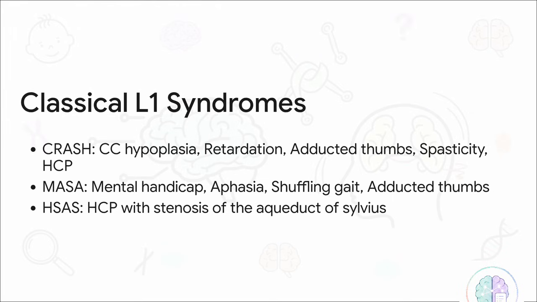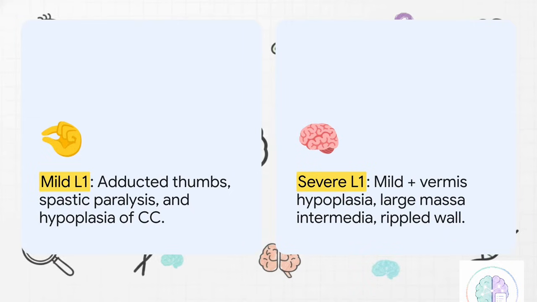during an infant exam. This whole spectrum feeds directly into clinical staging, which basically splits into mild and severe categories. Mild L1 is going to feature those adducted thumbs, the spastic paralysis, and the hypoplasia of the corpus callosum. But then look at the severe criteria. It's all those mild features plus this huge cascade of structural brain anomalies. We're talking anterior cerebellar vermis hypoplasia, a large massa intermedia, an enlarged quadrigeminal plate, and a really specific post-shunt finding we'll get into in a second. Bottom line here, virtually all severe cases present with profound mental retardation, so making that distinction between mild and severe is absolutely critical for predicting the patient's prognosis.